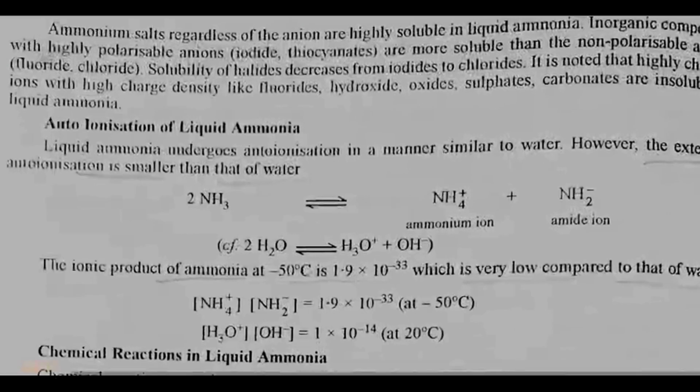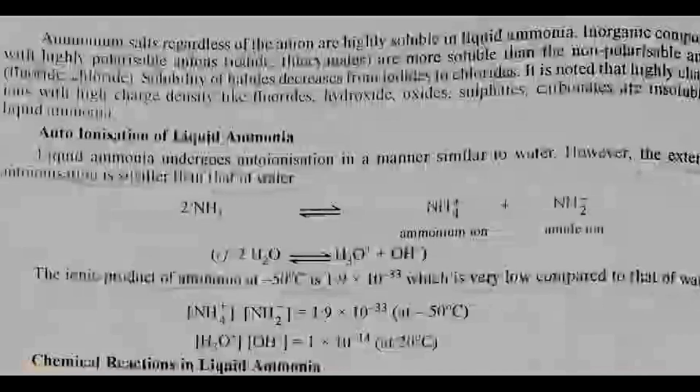Ammonium salts, regardless of the anion, are highly soluble in liquid ammonia. Inorganic compounds with highly polarizable anions, iodide and thiocyanate, are more soluble than those with non-polarizable anions, fluoride and chloride. Solubility of halides decreases from iodides to chlorides. It is noted that highly charged ions with high charge density, like fluorides, hydroxides, oxides, sulfates and carbonates, are insoluble in liquid ammonia. Autoionization of liquid ammonia.